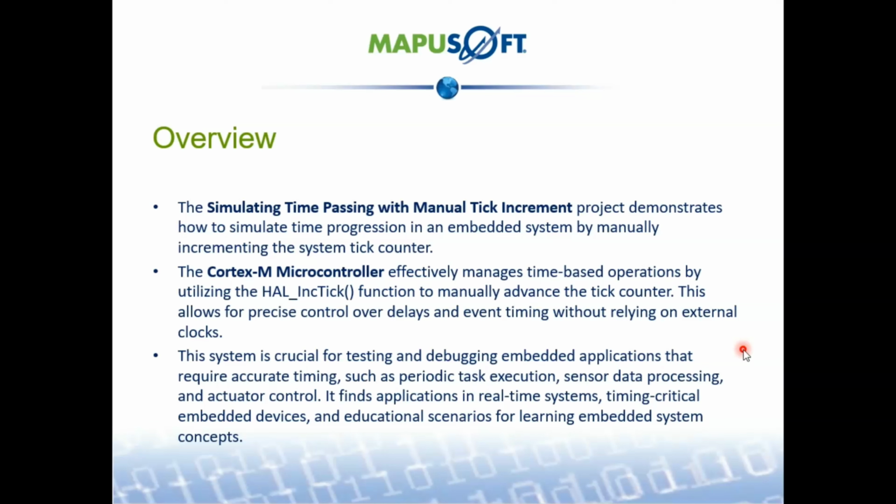It shows how to manually control the time progression using tick frequency and calculating dynamic delays based on the current tick frequency. It simplifies debugging and testing by using TDCA for real-time feedback, and this project is particularly useful for applications where precise timing is required, such as periodic task execution, sensor data processing, and real-time actuator control. By using this HAL increment delay API, we can achieve precise timing for various embedded applications.